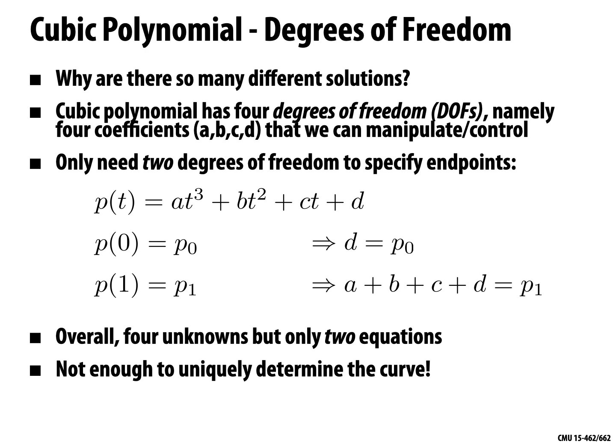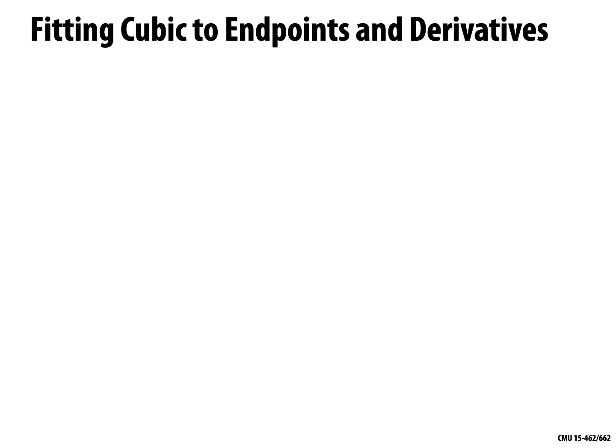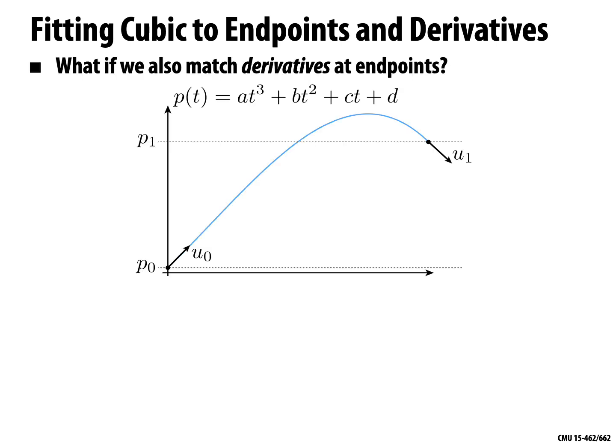So given that this is unconstrained, what else might we ask about for this curve? What other constraints might we add? So what we can do is we could also try to fit the curve, the cubic curve, not only to the endpoints, but also to a set of derivatives at the endpoints. So a picture like this. Right? I want a curve where the value at time 0 is p naught, the value at time 1 is p1, and the first derivative at time 0 is u naught, and the first derivative at time 1 is u1. Here's an example of a cubic curve that satisfies those conditions. Is it unique?